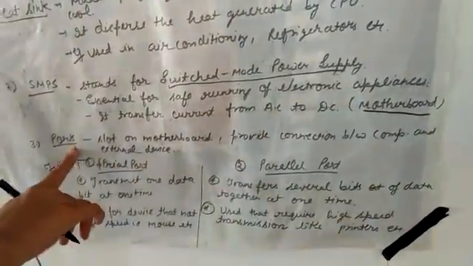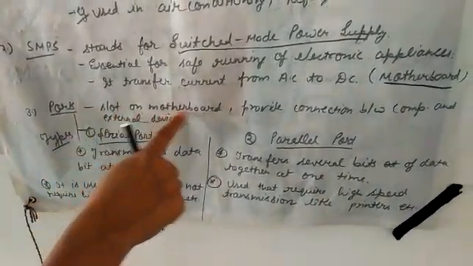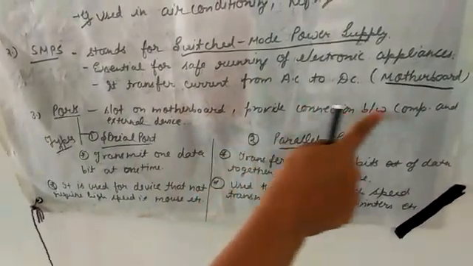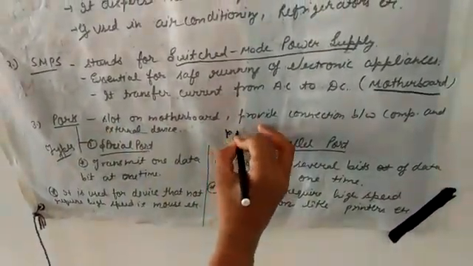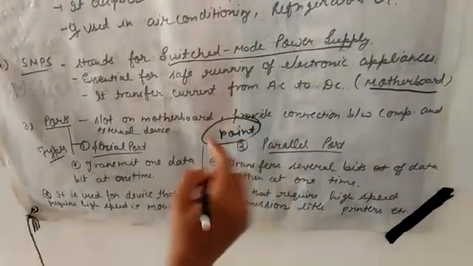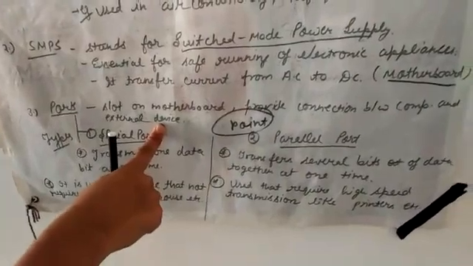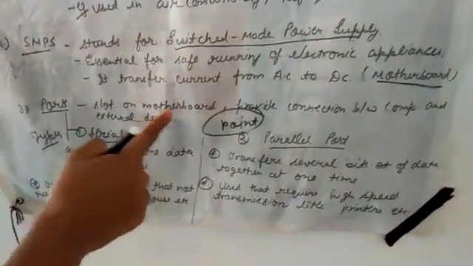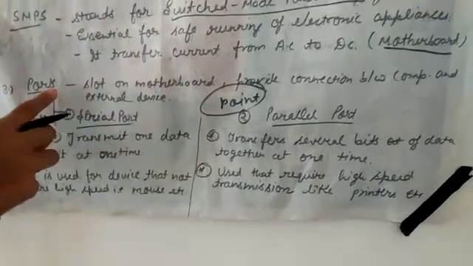Now third one is port. Ports are basically the slots on the motherboard that provide connection between the computer and external devices. So these are the points of connection. This is the main point of connection between the computer and the external devices. You have seen the port where you insert your PD in the computer, that is known as a port.